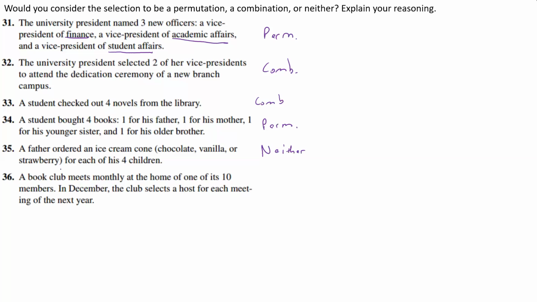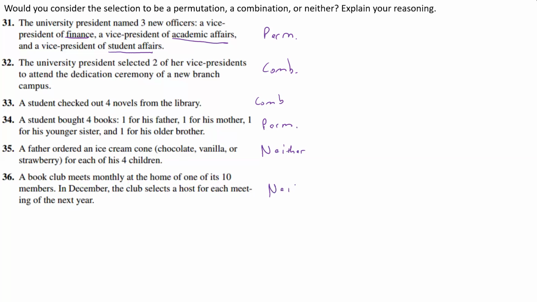Now, here, the next one: a book club meets monthly at the home of one of its 10 members. In December, the club selects a host for each meeting of the next year. All right. Well, this one, we kind of have a lot of information, but we don't, again, have all the necessary information. Well, we're selecting a host for each of the meetings the next year, but we don't know much of anything else. And so I'm going to say this one's neither.